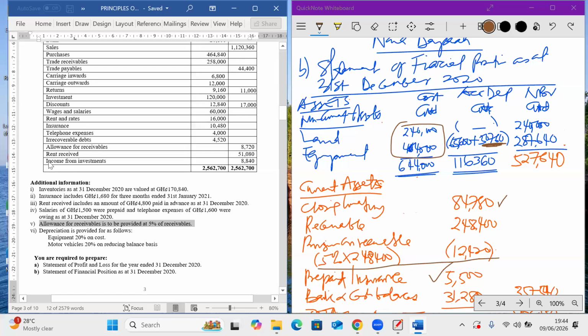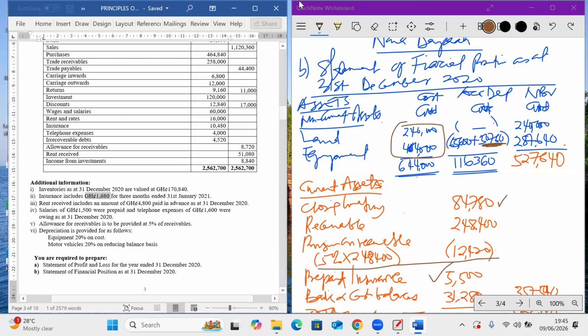All right. Then income from rent received and income from investment, you take all of them to other income. Inventories, closing inventory. Insurance includes 613 for 3 months, ended 31st January 2021. We are in 2020, we are preparing reports for 2020. They said 2021. This insurance is called prepaid. You just take the whole figure, 1680.